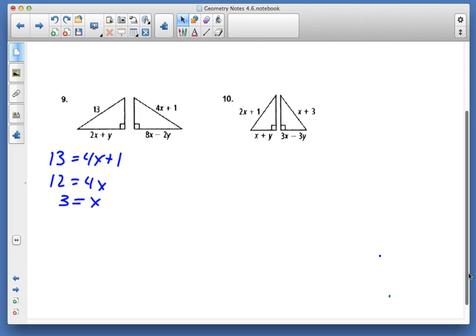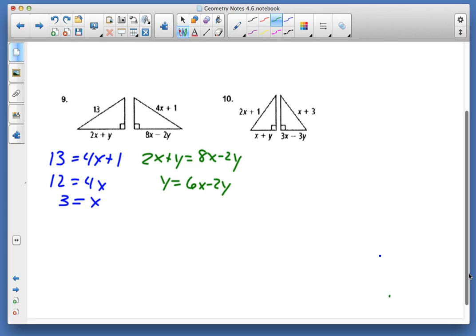Okay, my second relationship, I have 2x plus y equals 8x minus 2y. Okay, well, if I get my 2y together, I've got 2x over there, so I got y equals 6x minus 2y. I got 3y equals 6x. And then I go, oh, you know, check it out. X is 3. So I just pop that in and go, oh, well, 3y equals 18, and y is 6. So I got that golden nut.